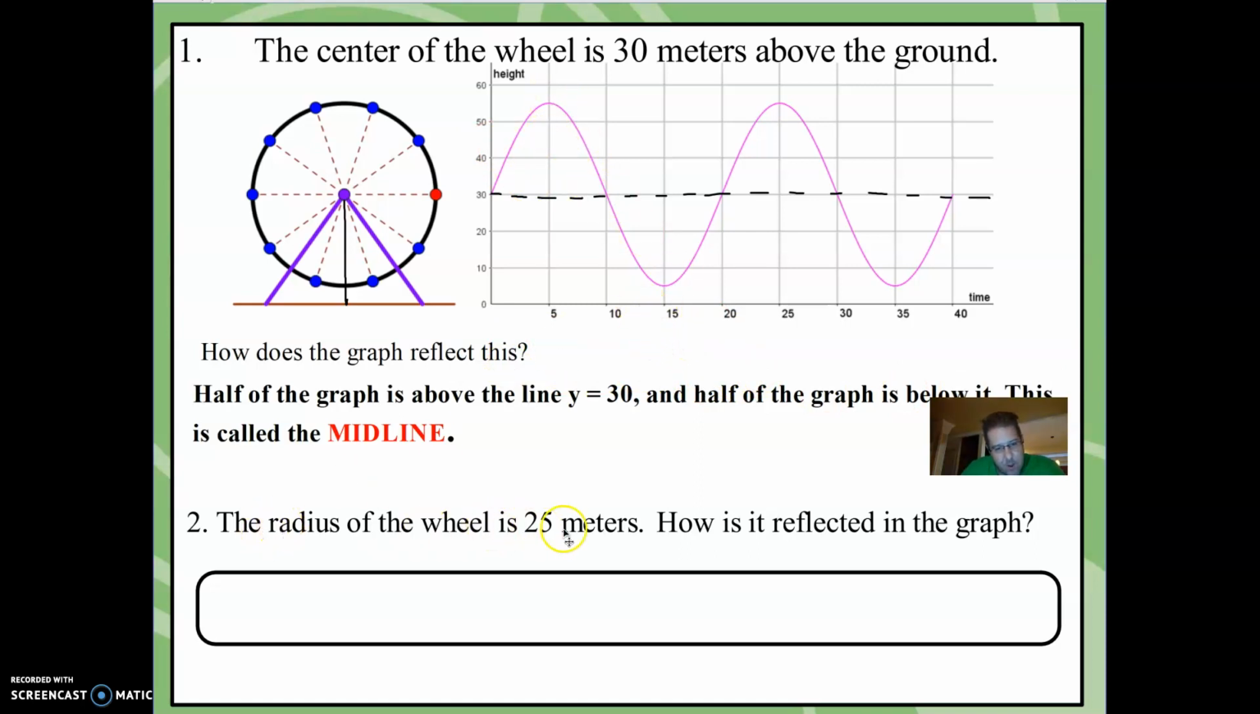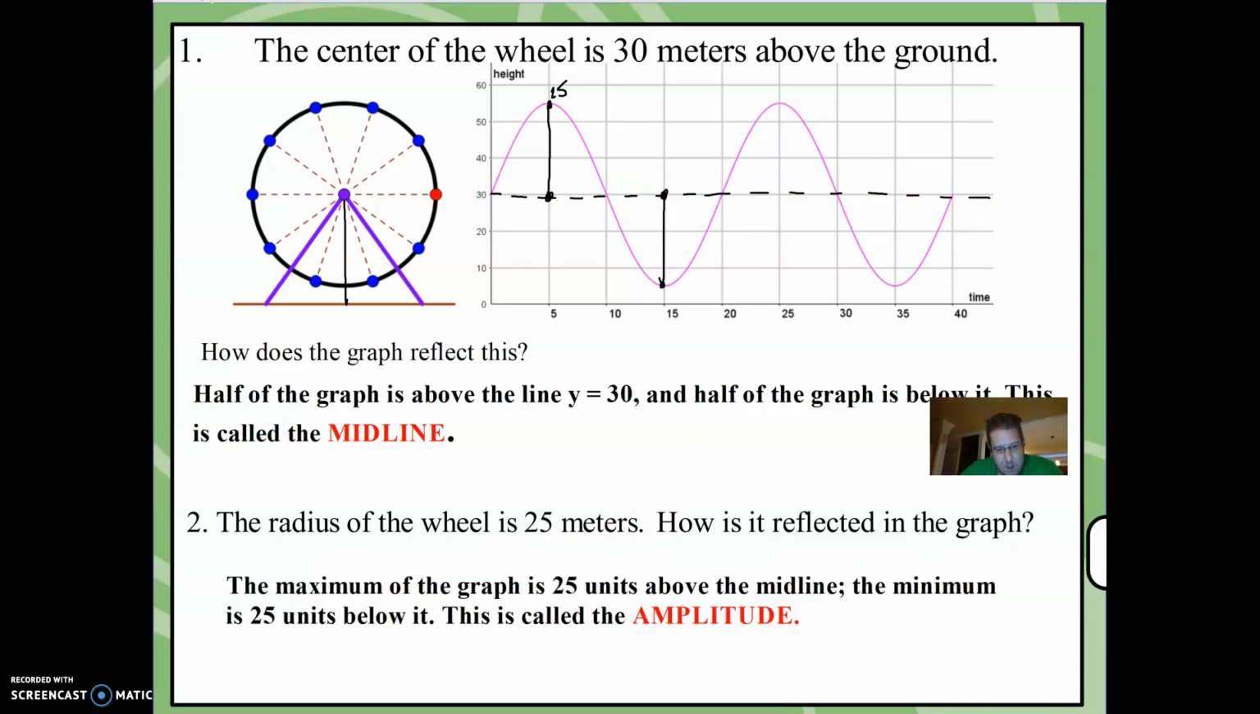The radius of the wheel is 25 meters. Now, I know that's 25 because the distance from the midline up to the highest point is 25. Or you could say the midline down to the lowest point is also 25. So remember, the midline is in the middle, and the height it is away from both sides, since it's in the middle, is called the amplitude.